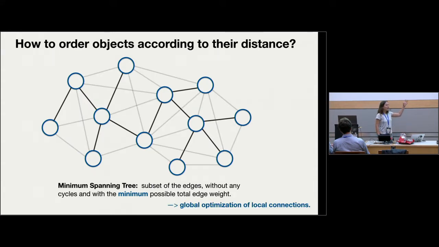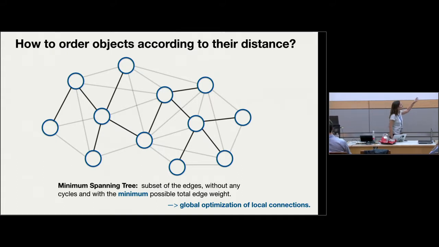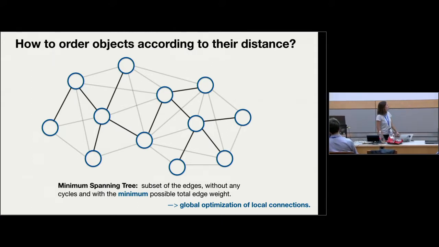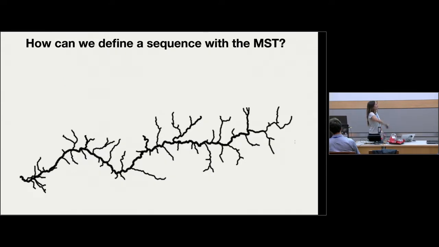And the reason why we like this structure is because what we're doing here is a global optimization. I am looking at local connections because when I'm trying to minimize the sum of the edges, I want to keep the shortest edges in my graph, but what I'm doing is a global optimization. And this is why it allows us to actually find a sequence. Now, let's say that this is the minimum spanning tree that I got.